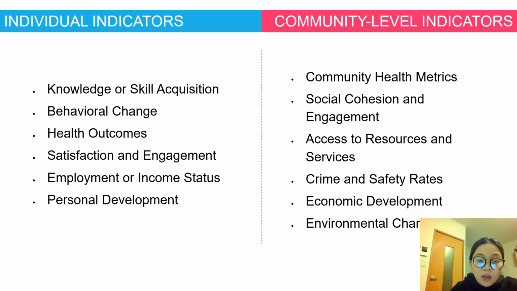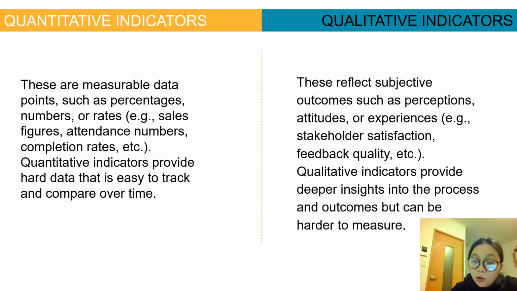So there's also what they call the quantitative and qualitative indicators, and these will further be discussed by another reporter from this module. But to give a short explanation about it, quantitative indicators are measurable data points such as percentage, numbers, or rates, like attendance numbers, sales figures, etc. Quantitative indicators provide hard data that is easy to track and compare over time.